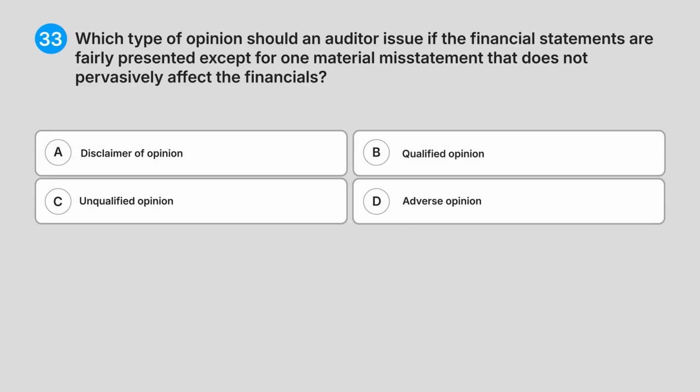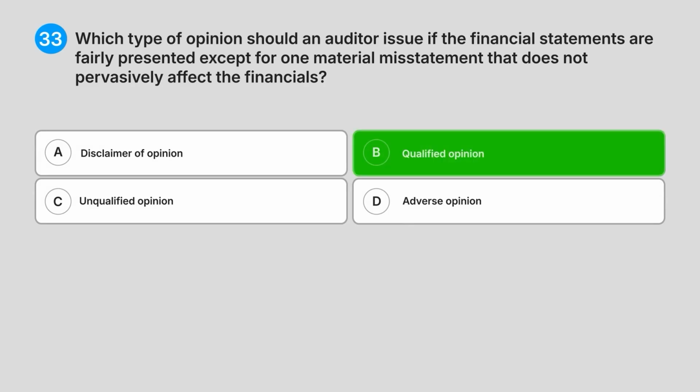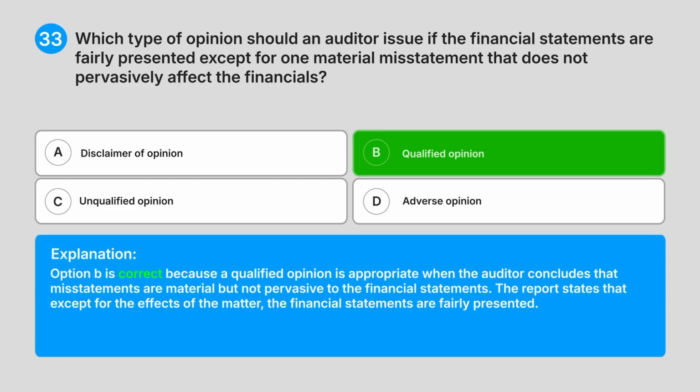Correct answer, B. Qualified opinion. Explanation. Option B is correct because a qualified opinion is appropriate when the auditor concludes that misstatements are material but not pervasive to the financial statements. The report states that except for the effects of the matter, the financial statements are fairly presented.